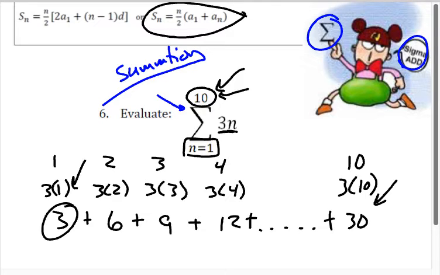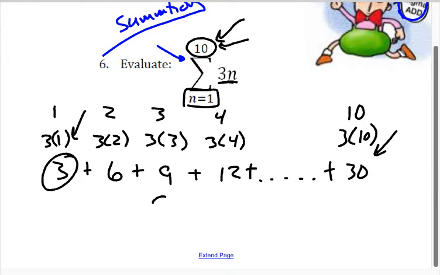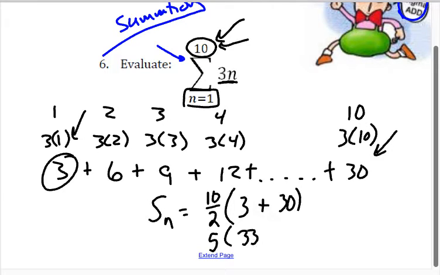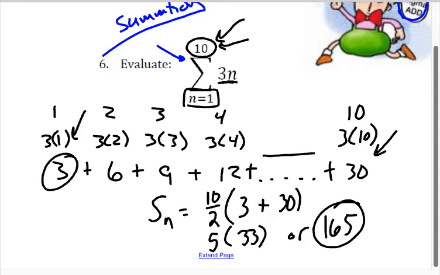Now, we'll get to the next one in a minute anyway. So, plugging in everything, s sub n equals n over 2. That's 10 over 2. First term is 3. Last term, a sub n is 30. So this is 5 times 33, or 165, I think it is. Yeah, 165.